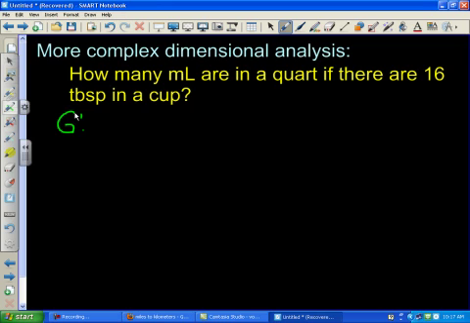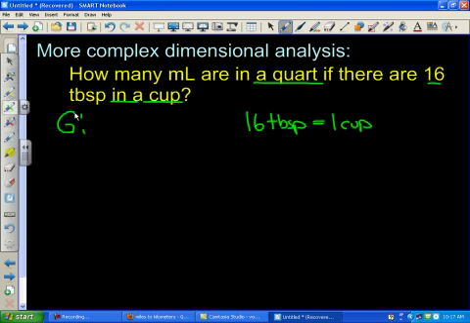Okay, so let's look at another example of a slightly more complex problem. We're going to work one using traditional English units as opposed to SI units. And this is the sort of thing that you would have to do all the time, that you probably just tried to work out in separate pieces if you did one like this in math class before. So how many milliliters are there in a quart if there are 16 tablespoons in a cup?